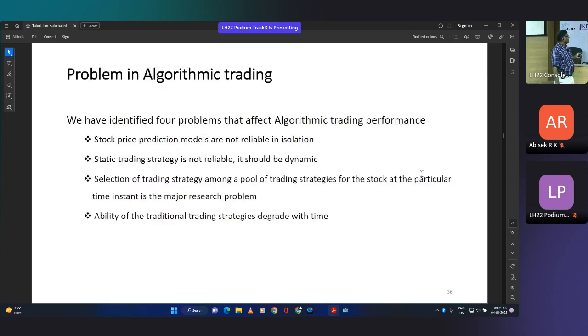So what are the problems typically? Like disadvantages, the models are not reliable, because you don't know what is the good data set that you should look into. Then static trading is not reliable, because once a model is discovered, everyone can replicate it, and so on and so forth.